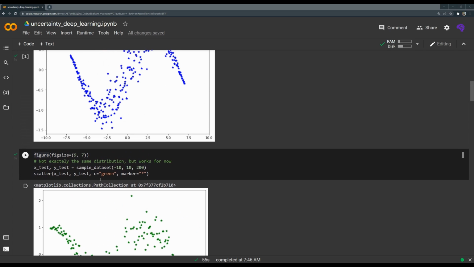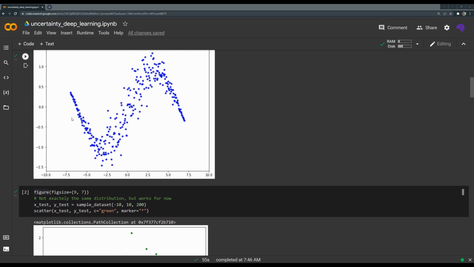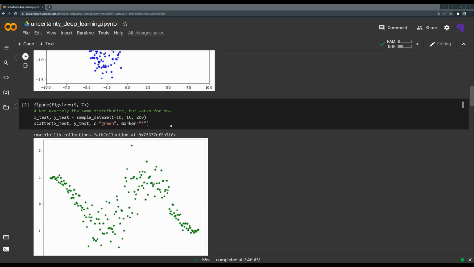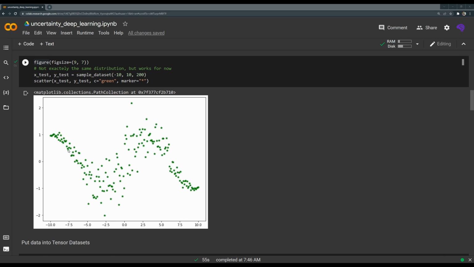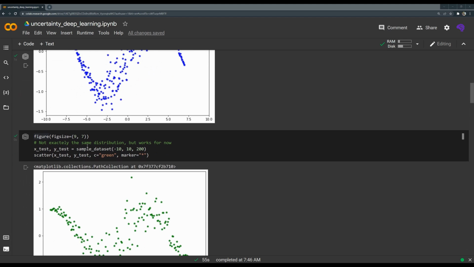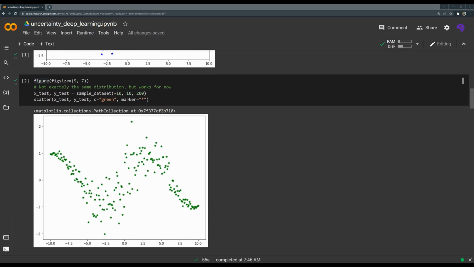But the important part for me was that this data set is defined from -7 to +7, and this one from -10 to +10. And later we would expect a high uncertainty in this area because the model has never seen data from this range. And we will see that this is not possible with aleatoric uncertainty.